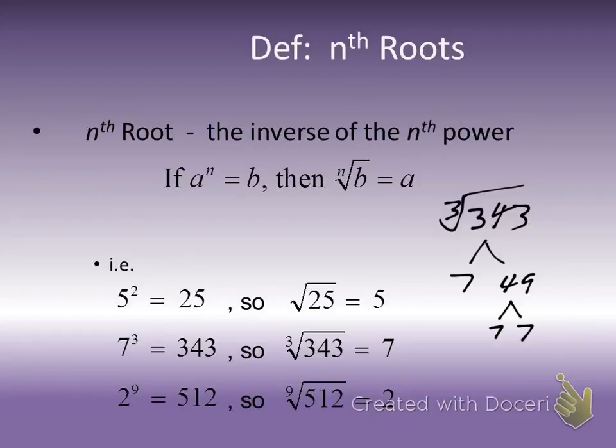Your index is 3 now. You're undoing cubes. So you need how many in your group now? 3. And that's what you look for. You look for 3 in a group. So those 3 right there.